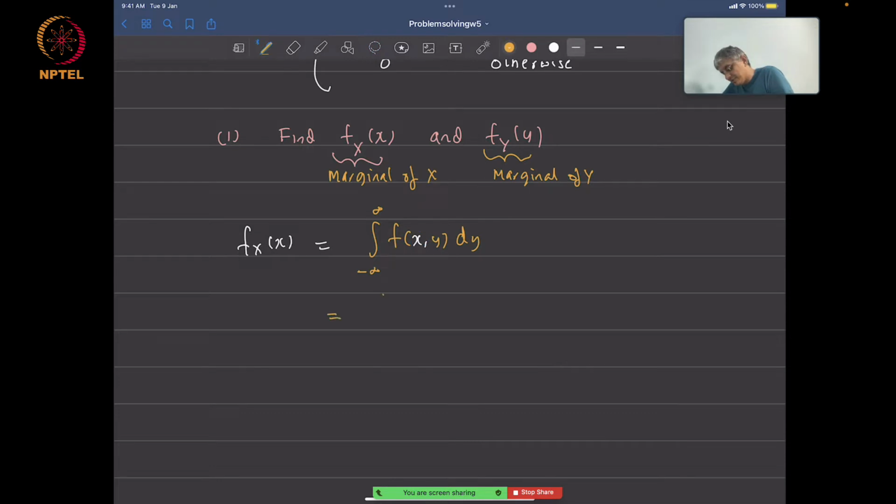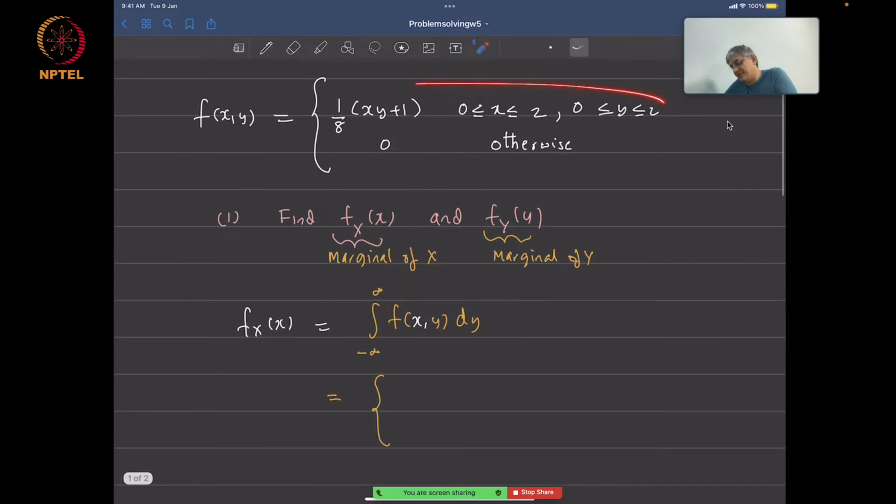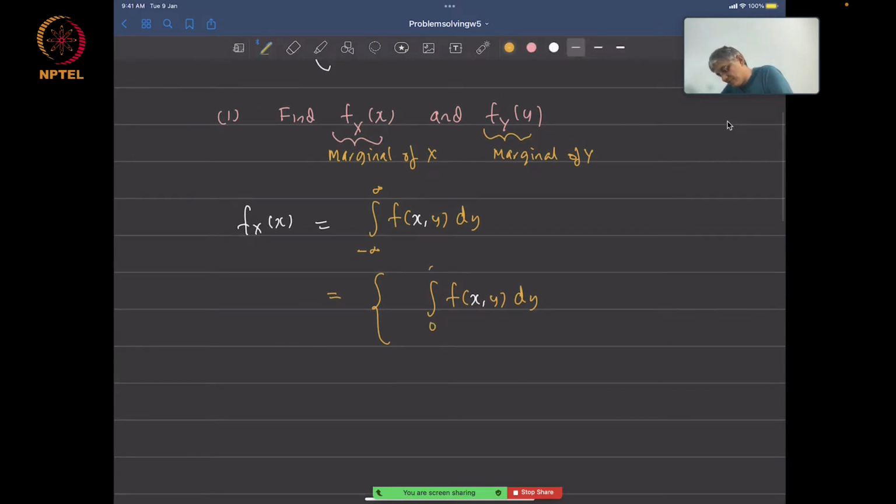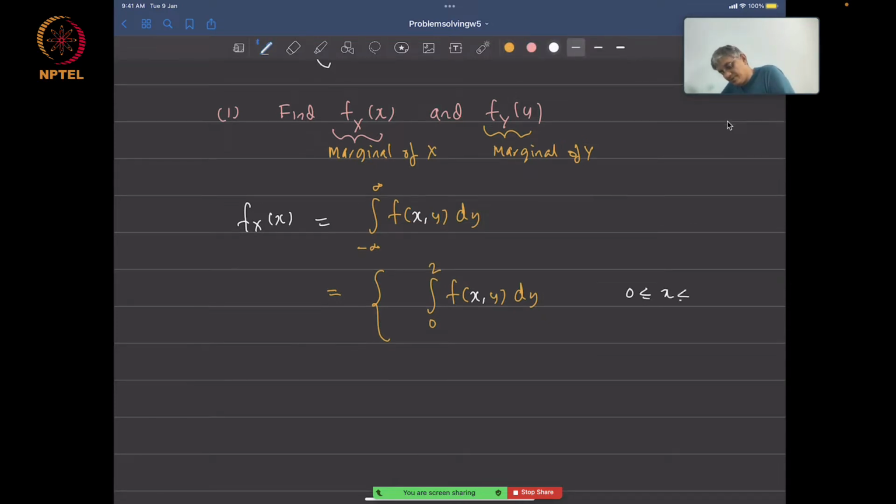But we already know two things about this. So the first step is, when x is outside 0, 2, this density is 0, right? And the density is only positive when both x and y are between 0 and 2. That's what it says here, right? And 0 otherwise. So the first thing we observe is this is equal to this right here, in the range from 0 to 2, when x is between 0 and 2, and it's 0 otherwise. That's also easy to observe, because that's the only region where f_XY is positive.